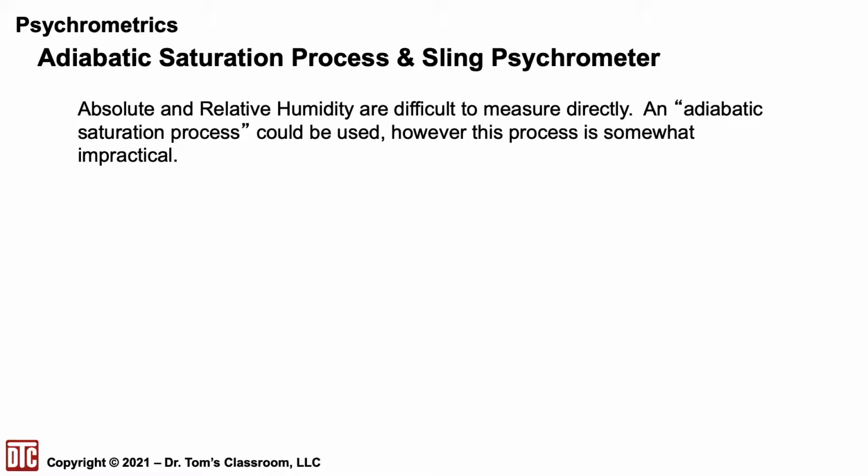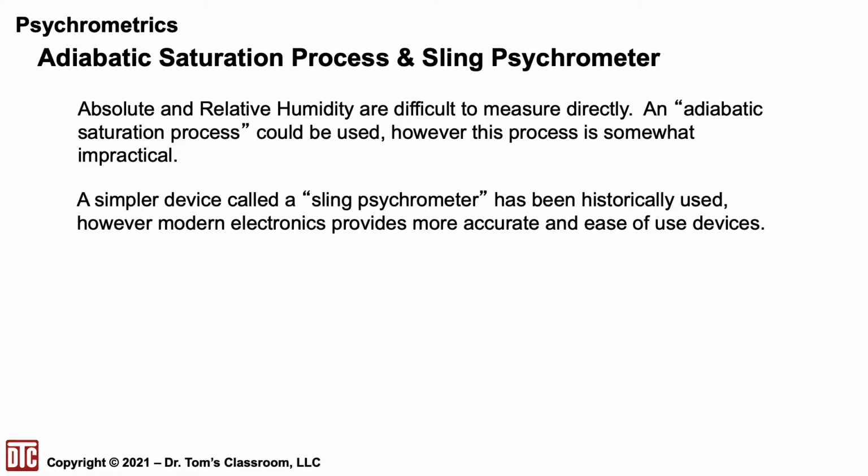The adiabatic saturation process we talked about a little bit before. It's a difficult thing to do, but we can use a sling psychrometer. That's a really hard thing to say, you know. And that's what we've historically used in the past to measure these wet bulb temperatures. But electronic devices today provide more accuracy, and it's a lot easier to use.